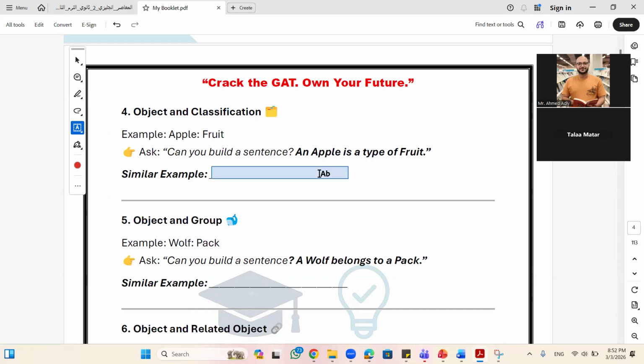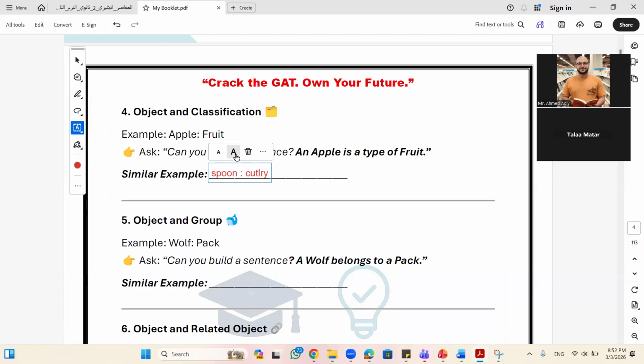A stove and kitchen, maybe? We can say spoon, not kitchen. This is a place. A spoon and cutlery. You know cutlery? Like a spoon, a knife. Okay. Spoon and cutlery.